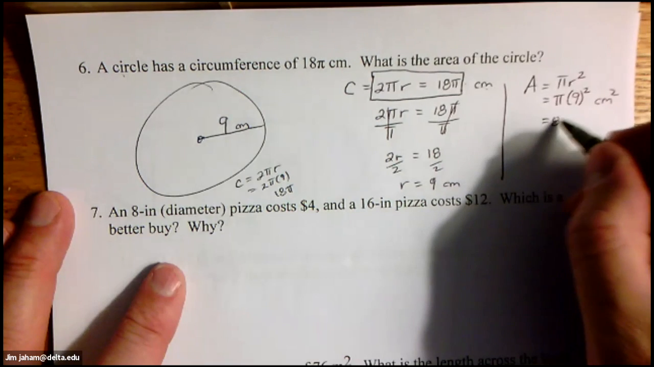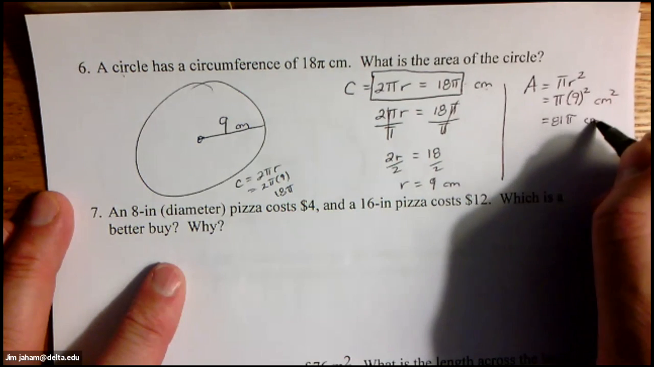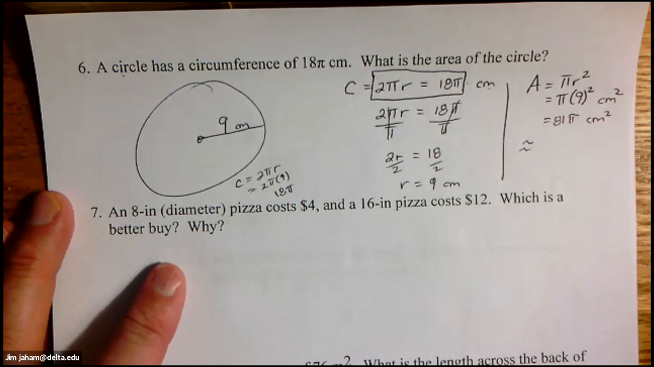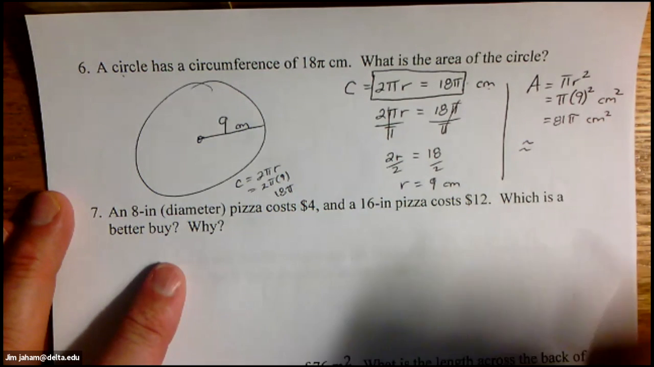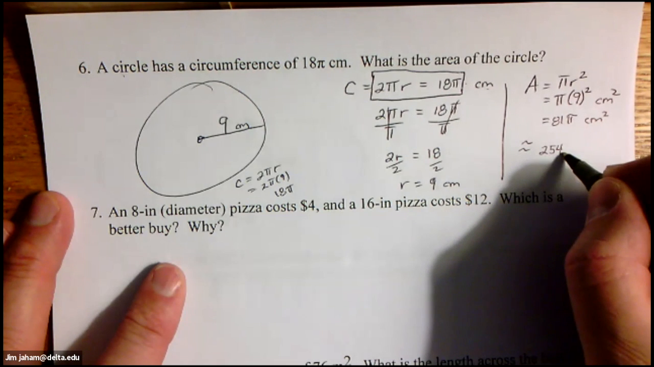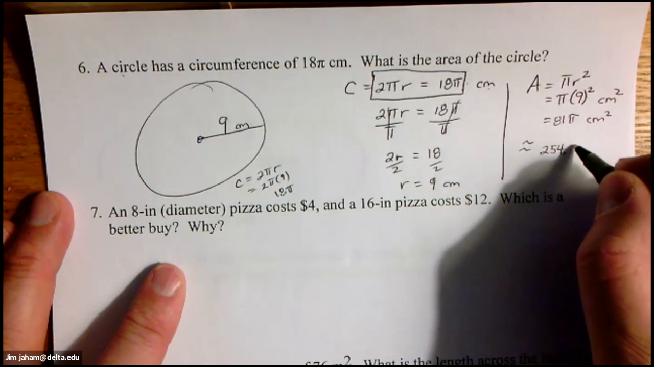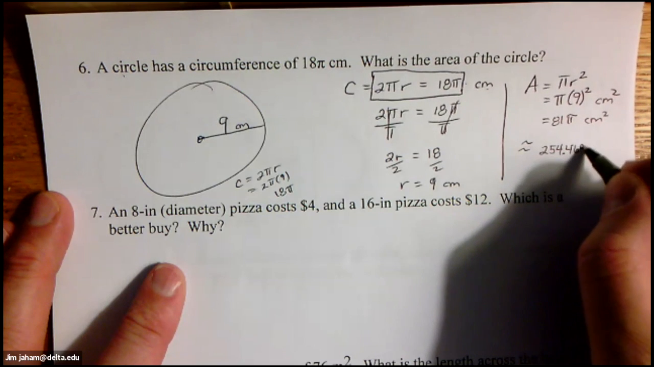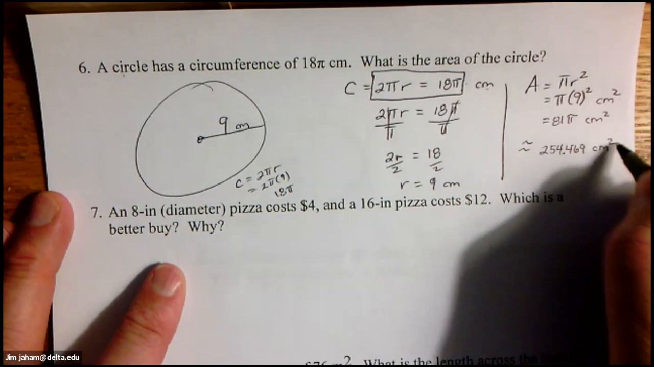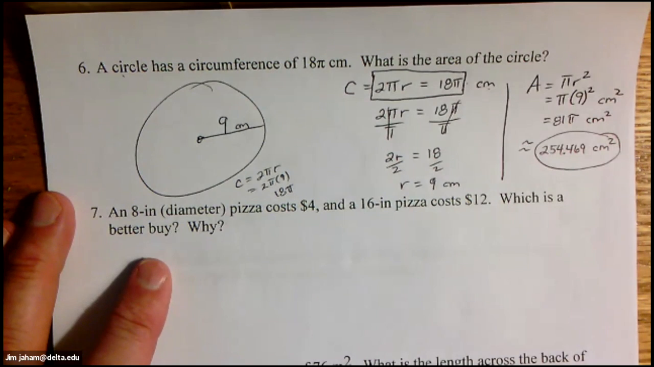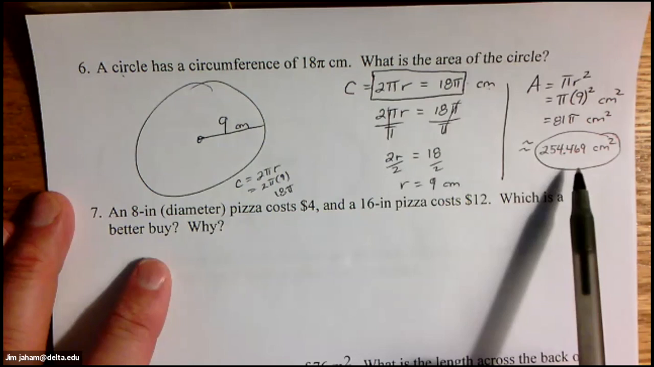So you can say 81 pi square centimeters, or if you punch it on your calculator, it's going to be 254.469 square centimeters. And it asks for the area only, so there's the only answer to this one.